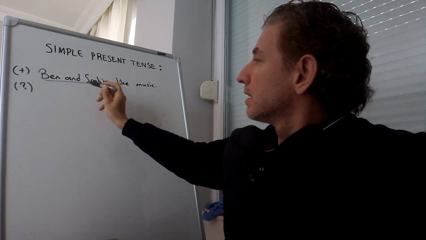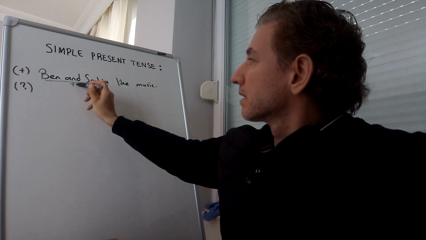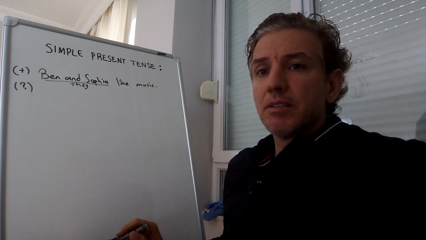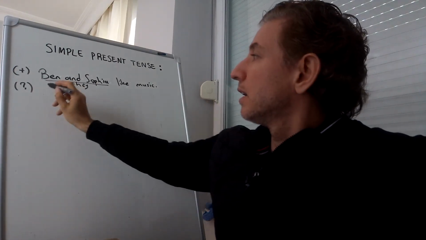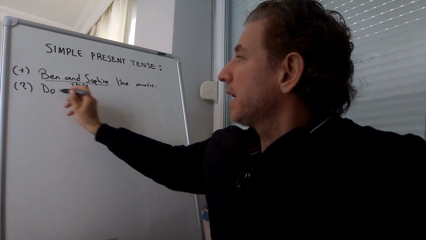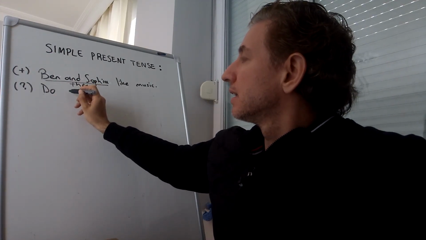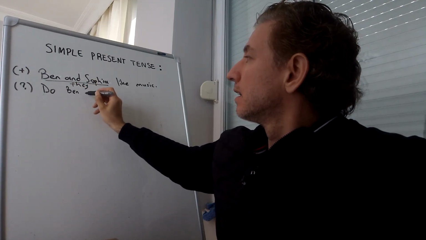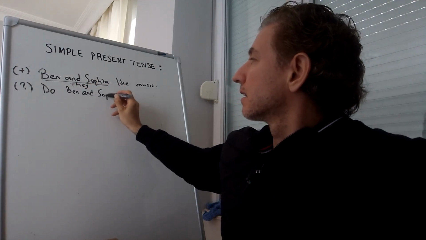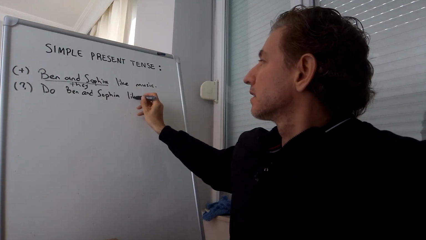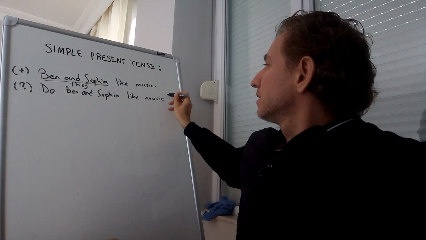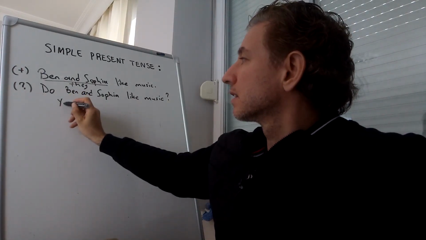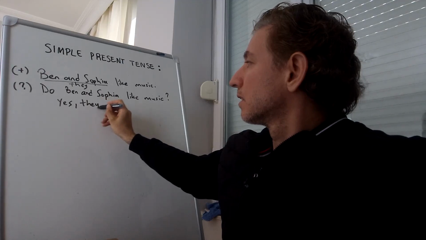Ben and Sophia, subject, they, okay? So, with subject they, we use do at the beginning of the sentence. Do they or do Ben and Sophia, it doesn't matter. Do Ben and Sophia like music? This is a yes-no question, okay? We give answers with yes or no. Yes, they do.